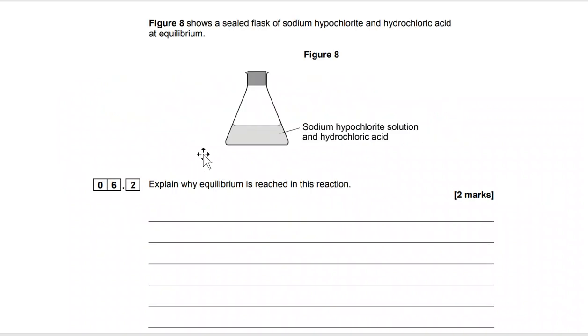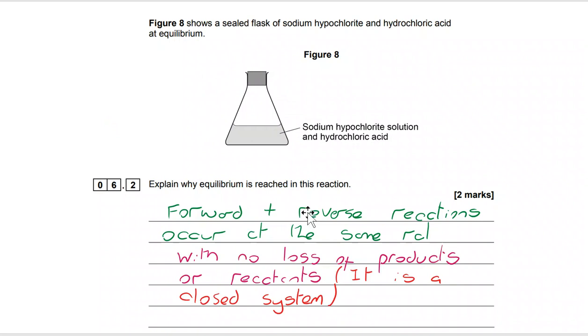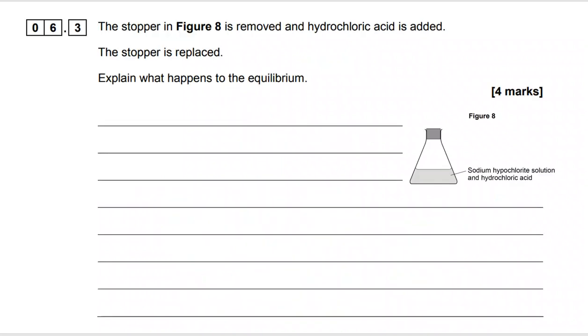On to 6.2, figure 8 shows a sealed flask of sodium hypochlorite and hydrochloric acid at equilibrium. Explain why equilibrium is reached in this reaction. The forward and the reverse reactions are occurring at the same rate. That will always be the case at equilibrium. And we're not going to lose any products or reactants because it's in a closed system. It's sealed. Nothing can escape. Nothing can be added.